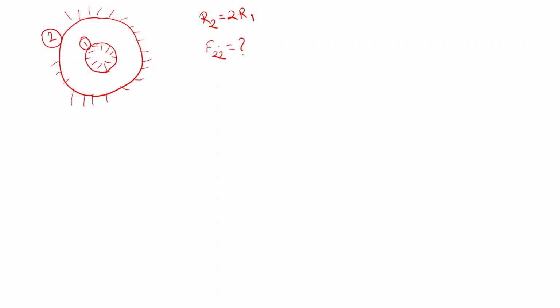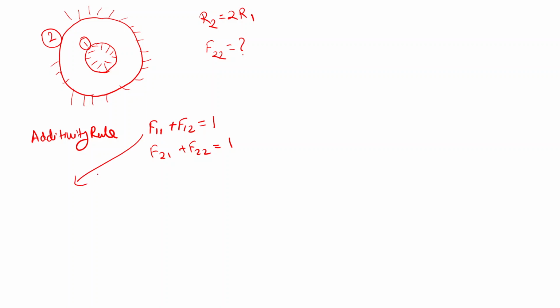Now, for this radiation view factor, we know this relation from the additivity rule. We can write that F11 plus F12 is equal to 1. Also, we can write F21 plus F22 is equal to 1. Now, let's take the first equation, that is F11 plus F12 is equal to 1. Now, we have to find this F11, that is basically the fraction of radiation leaving surface 1 and again reaching surface 1.